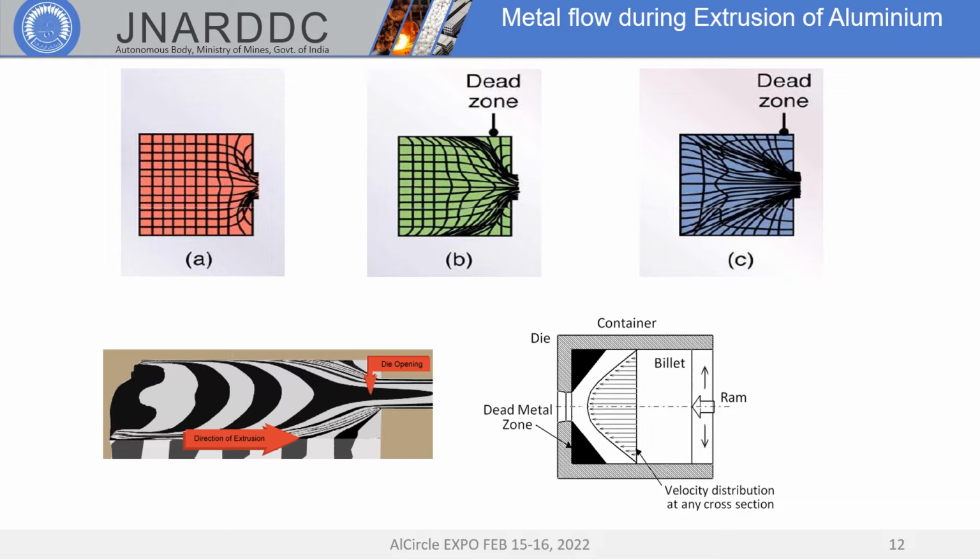Metal flow during extrusion is a cylindrical flow with maximum velocity occurring at the center. It is being represented schematically. The length of the arrow represents velocity. A higher arrow length indicates higher velocity. Also, dead metal zones get formed near the die exit.